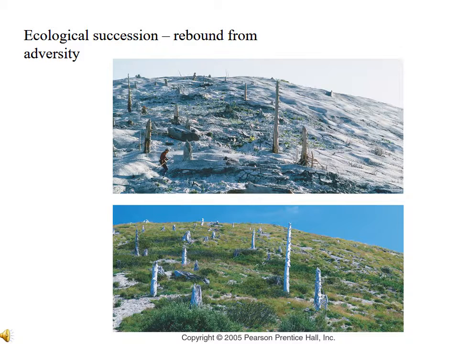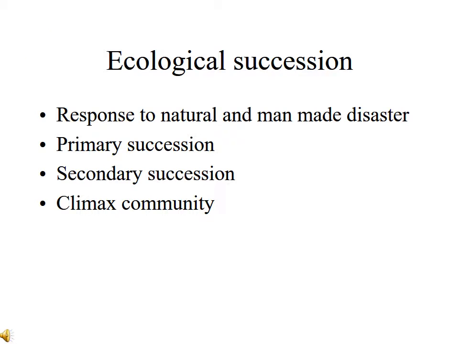Now let's look at another factor in the ecology, ecological succession, which is basically rebounding from adversity. We're looking at Mount St. Helena that blew up back in the 80s, and you can see at the bottom what has happened to the ecosystem over the years. Obviously, ecosystem will rebound from virtually any adversity. Ecological succession is basically the process of how organisms respond to adversity. Now, this adversity may be natural or man-made.